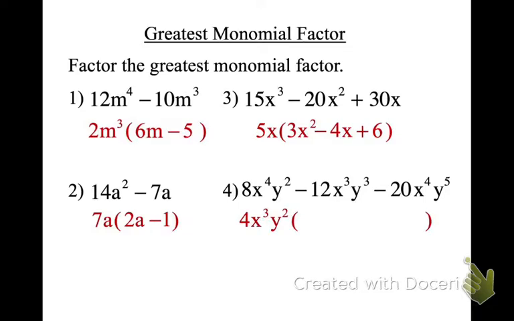So 4 divides into 8 twice. X to the third, I'm left with, I need one more x to make x to the fourth, and I don't need any more y's. Minus 4 goes into that 3 times. I don't need any more x's. There's no x's left. And there's 1 y. And then 4 goes into negative 20, negative 5 times. I have 1 more x, and I have y to the third makes y to the fifth.